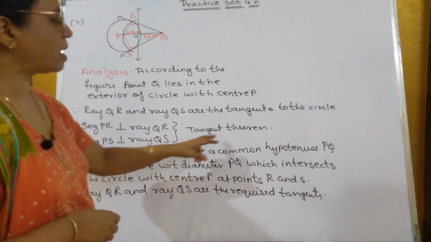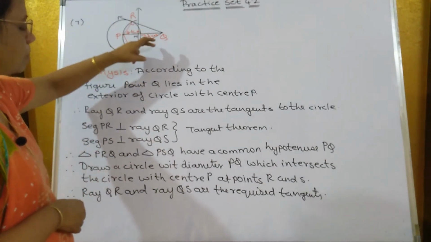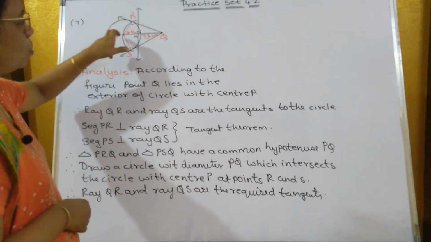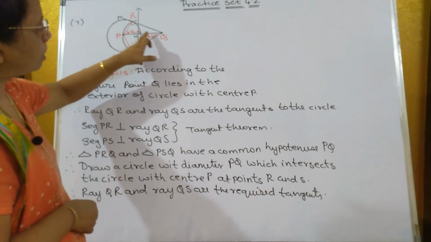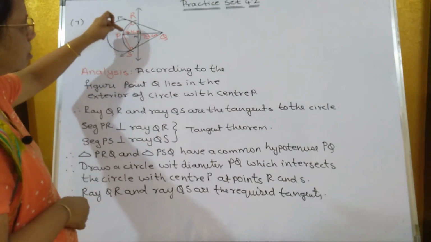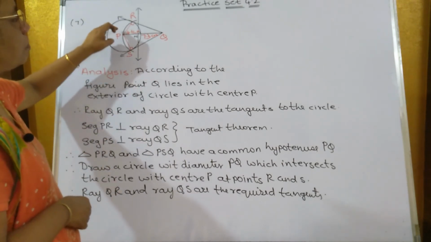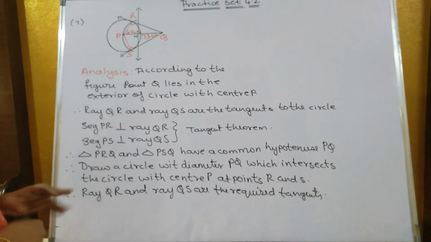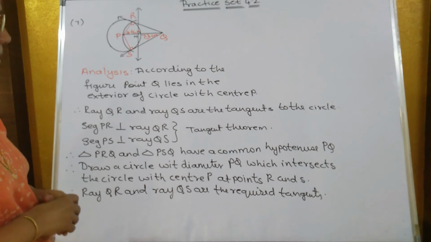We know that radius is always perpendicular to the tangent. So according to the tangent theorem, this radius is perpendicular to this tangent and this radius is perpendicular to this tangent, and both the triangles, that is PRQ and PSQ, have a common hypotenuse, that is PQ, and using PQ as a diameter we have to draw a circle which intersects this circle at points R and S. So ray QR and ray QS are the required tangents of the circle. So the method of analysis is the same, only the distance between PQ and the radius is different. Rest all will remain the same.